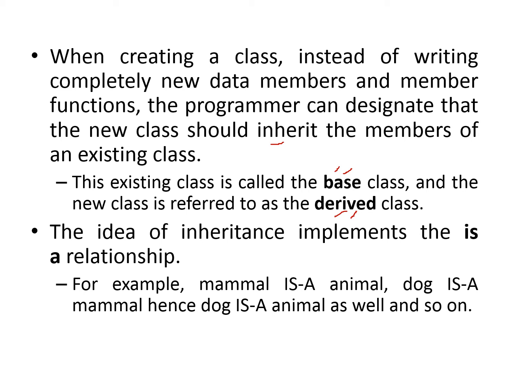The idea of inheritance implements the is-a relationship. That is, mammal is an animal. Animal is the parent class and mammal is the child class. So you can say mammal is an animal, an is-a relationship. Dog is a mammal. Again, dog is the child and mammal is the parent. So mammal is a child of animal, right? Whatever the features of that animal, they come in mammal. And here dog is a mammal, so the features of mammal will come as features of dog. That is a chain and that is reusing.